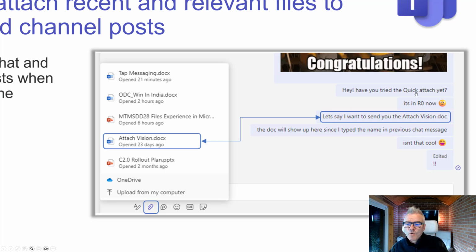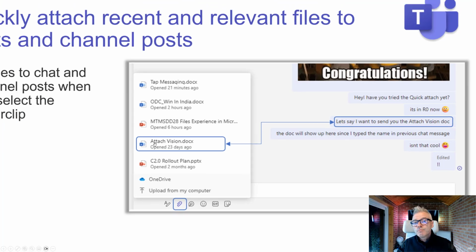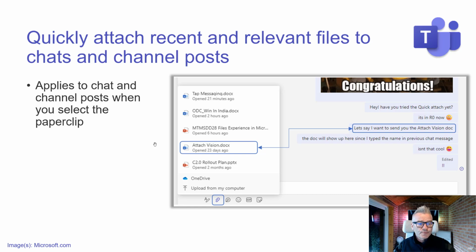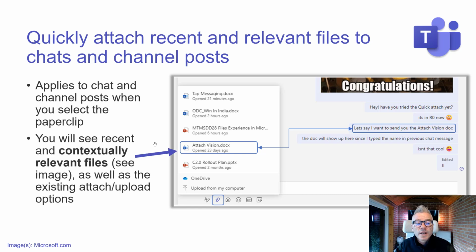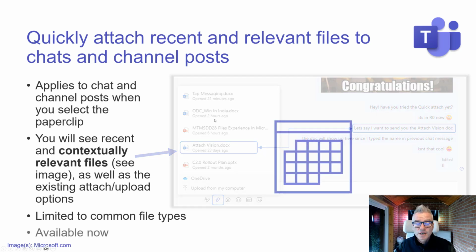In this chat here, we have said we're going to send somebody the attach vision doc. So I click on the attach icon here, and the system knows that 23 days ago I opened a document with that name. That's probably what I want to share, right? So these are contextually relevant files, so it relates to the content, the context of what I'm talking about at the time. That, folks, is available now, and is actually pretty useful. It's easy to overlook it, but next time you click on attach, look at this pop-up and see whether it's offering you the right file.